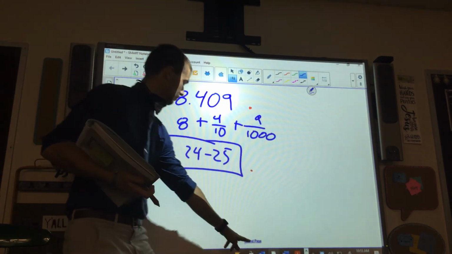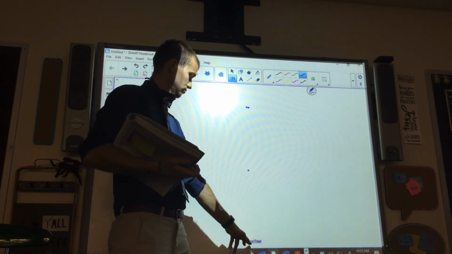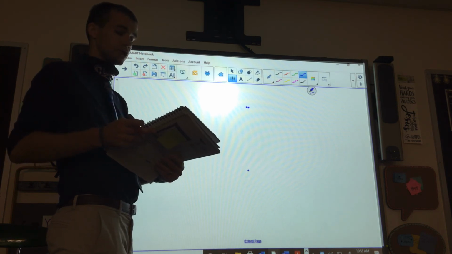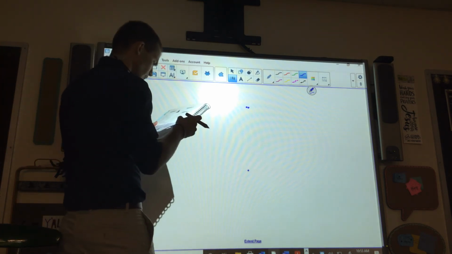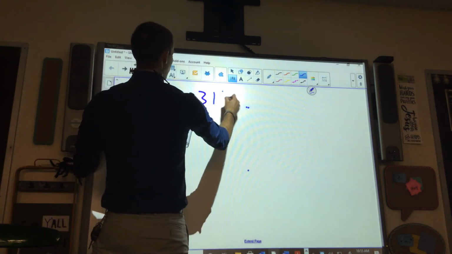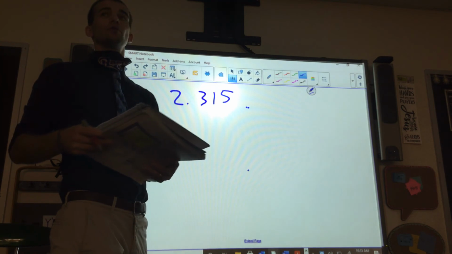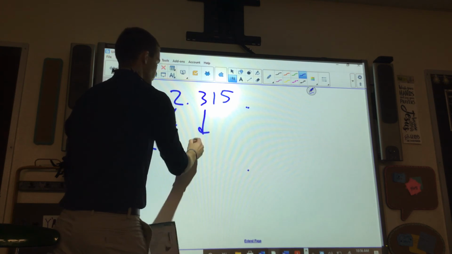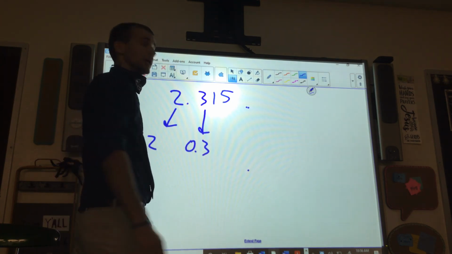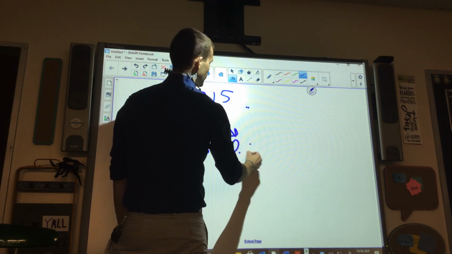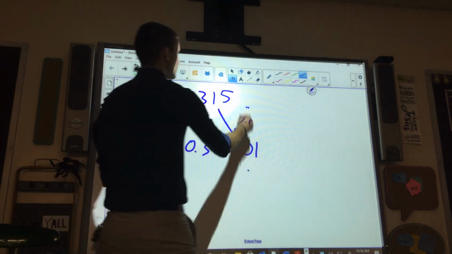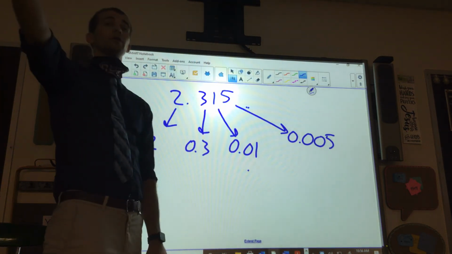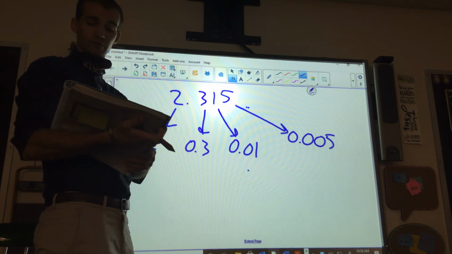Back in class here, next section, we have recognize the place and value of each digit as a decimal. In their example, they have 2.315. So what we're doing for each of these is showing its decimal value. So 2 becomes 2, 3 becomes 0.3 or 3/10. 1 becomes 0.01 or 1/100. 5 becomes 0.005 or 5, everyone? Thousandths. Yep, 5/1000.